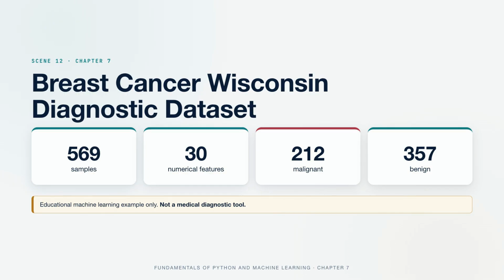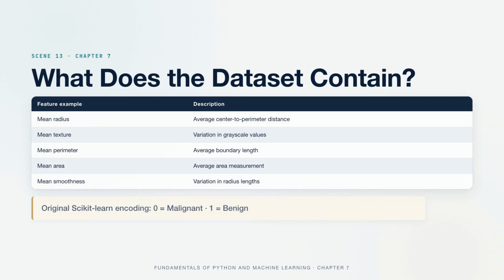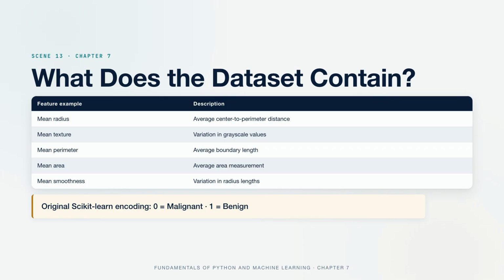This dataset is appropriate for learning classification techniques, but it is not a clinical diagnostic system. Our model and examples are for educational purposes only and must not be used to make medical decisions. The dataset contains 30 numerical measurements. Examples include mean radius, mean texture, mean perimeter, mean area, and mean smoothness. Additional columns describe the standard error and the worst or largest values for related measurements.